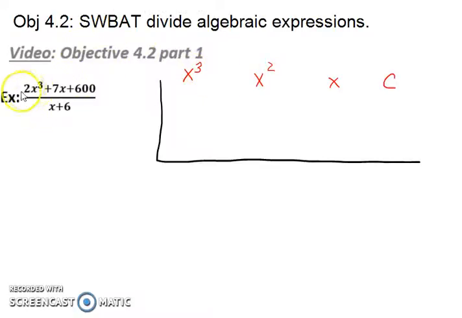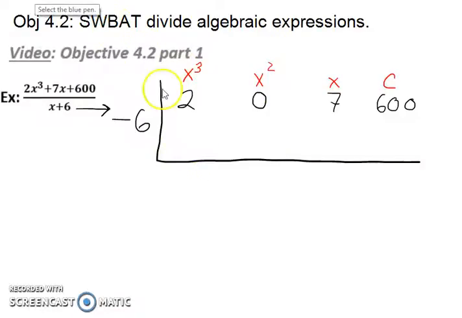So I'm going to fill these in. My coefficient of the x cubed is 2. My coefficient of x squared is 0 because there is no x squared term, and you do have to write a 0 there. Coefficient of the linear term is 7. And then the constant is 600. Next thing we do is we take whatever this number is and we write it on the outside, but you write the opposite of it. So this looks like a plus 6, so on the outside we're going to write minus 6. Now that's the setup. Pretty easy to do.